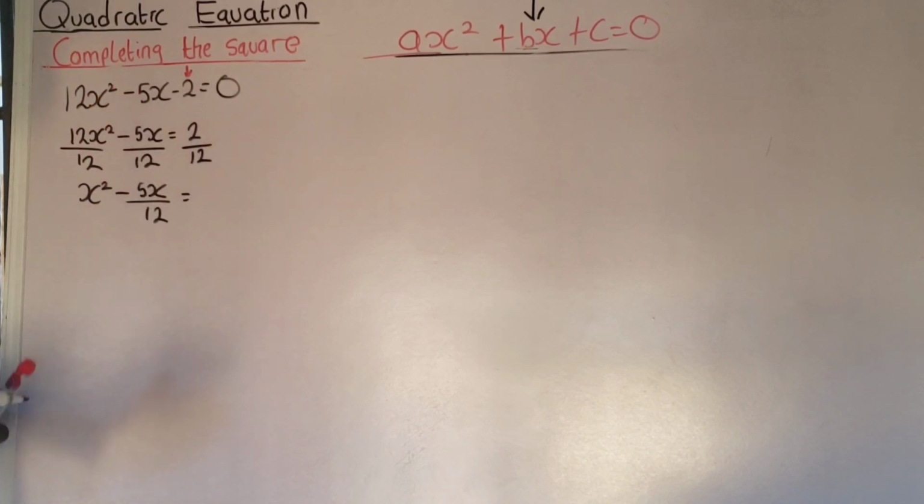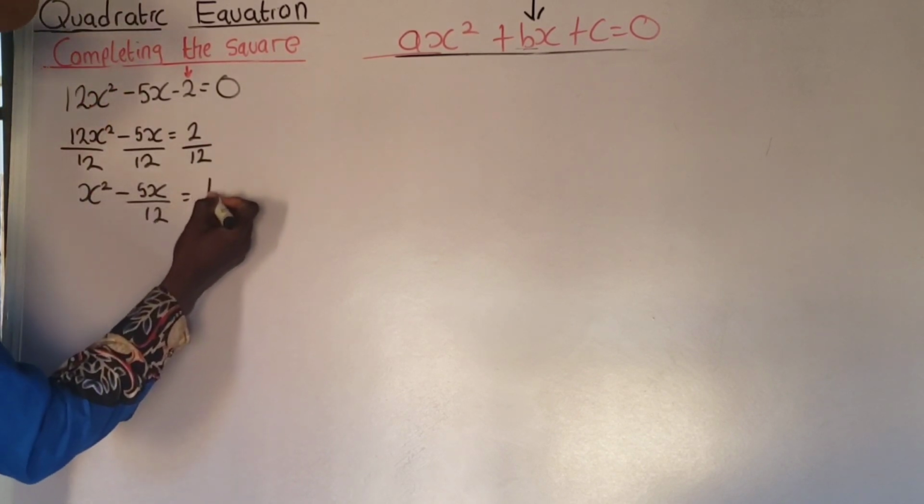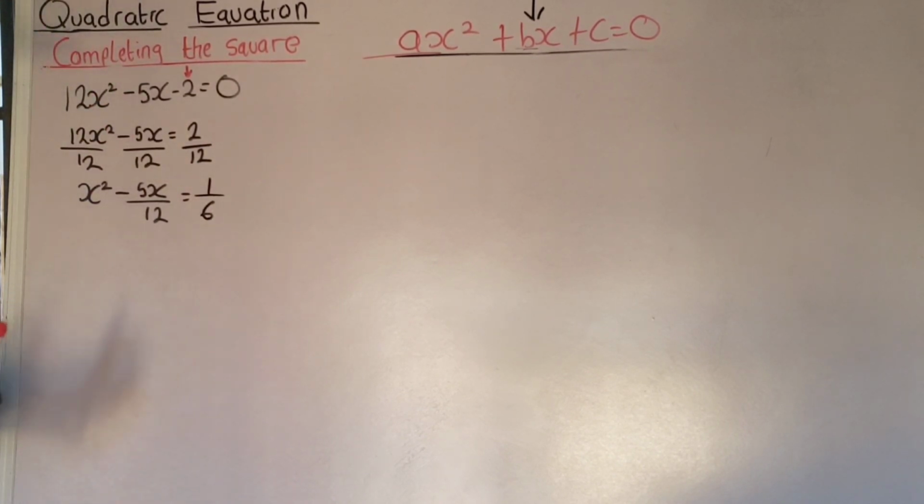So, here I'm going to have x squared minus 5x all over 12 equals, now this fraction can be reduced, 1 over 6. Okay, now you can see that the coefficient of x squared is now unity.